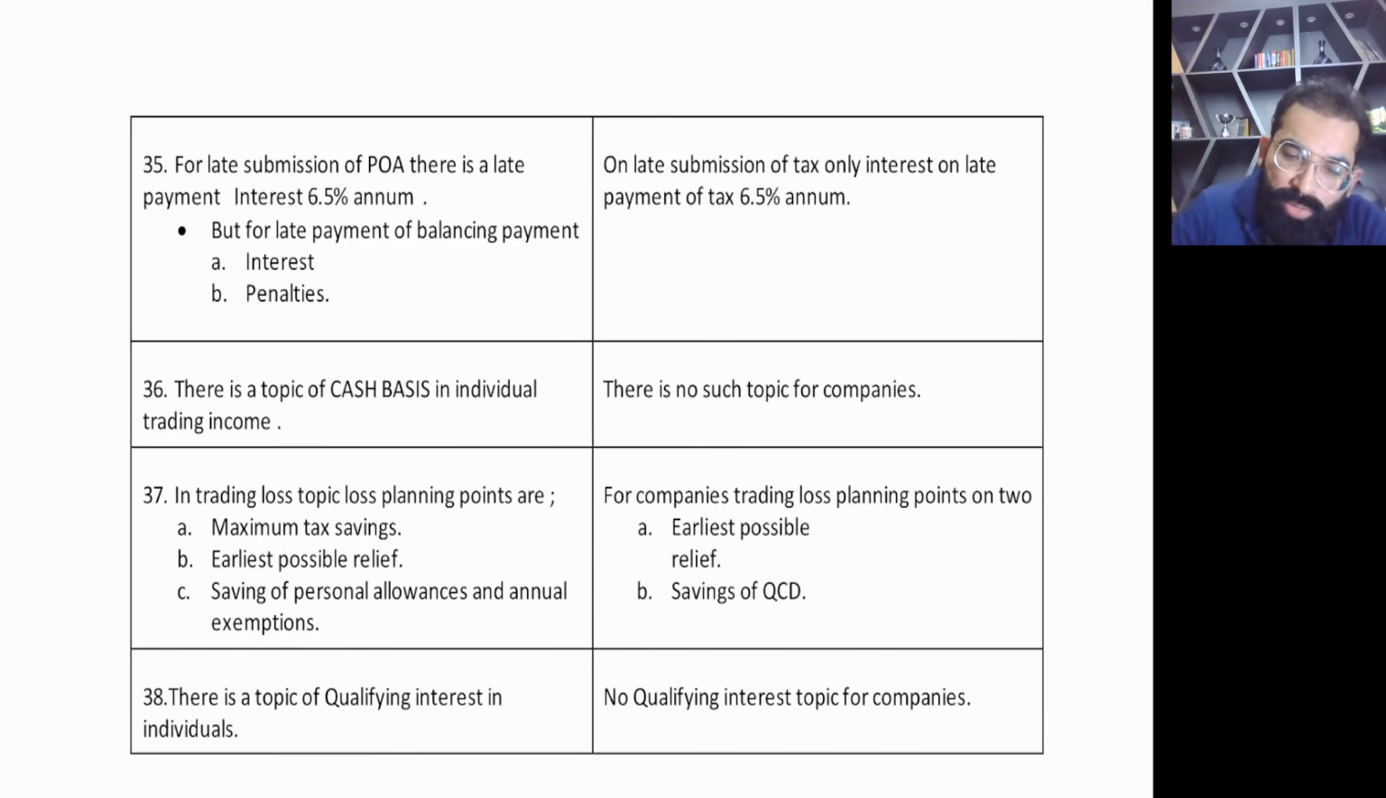Now, for late payment of POA, there is late payment interest of 6.5% per annum. I have already covered this earlier in my first handout today. But for late payment of the balancing payment, you have to pay interest and penalties both. This is for individuals. In companies, on late payment of tax, you have to pay 6.5% late payment interest. Nowadays it's 6.5%, but every fiscal year it changes. So if somebody watches this lecture later on, there is a possibility that it may change with the fiscal year. So telling you now.